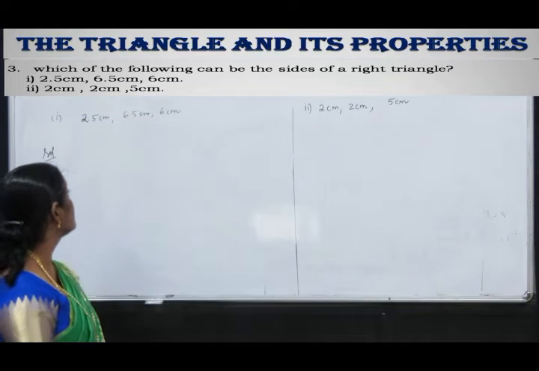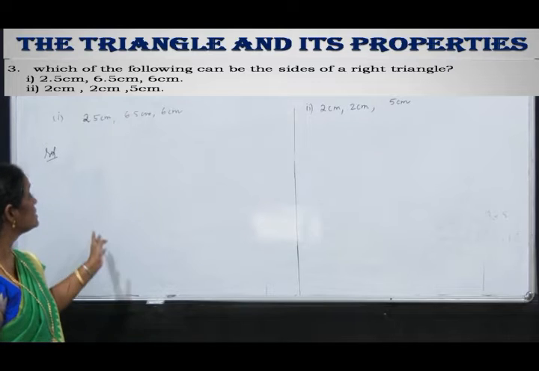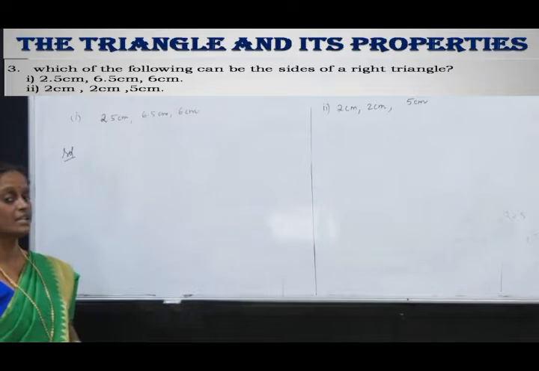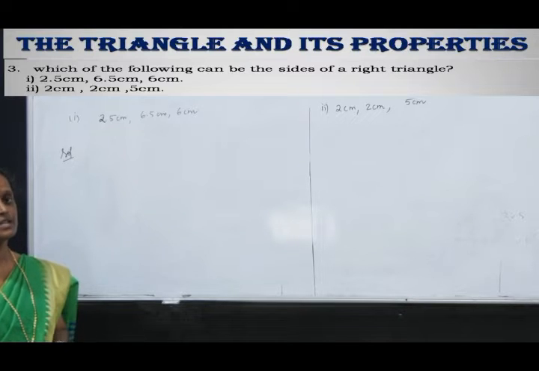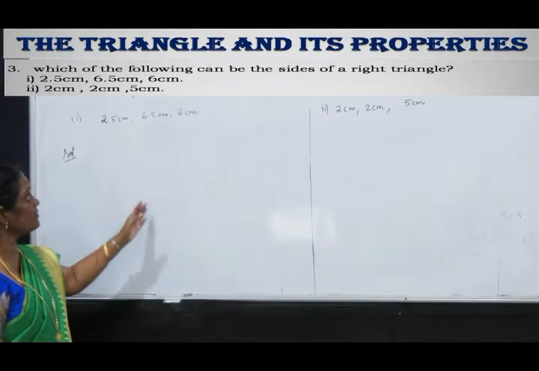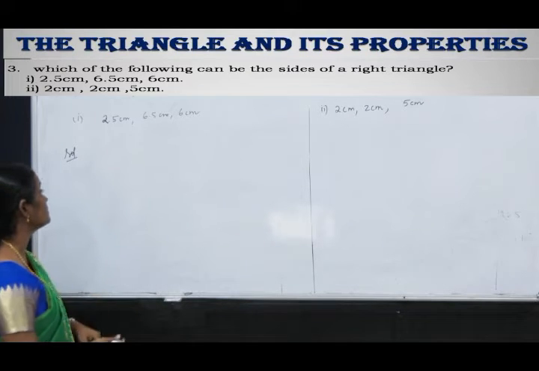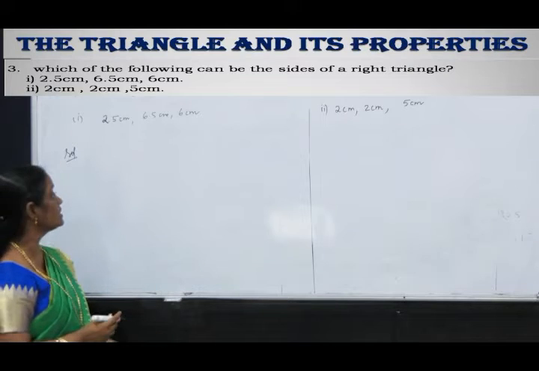Next question. Which of the following can be the sides of a right triangle? Here the measurements of the sides of the triangle are given. You have to identify which of them can be the sides of the right triangle. The first one is 2.5 centimeter, 6.5 centimeter and 6 centimeter. So here 6.5 centimeter is the longest.